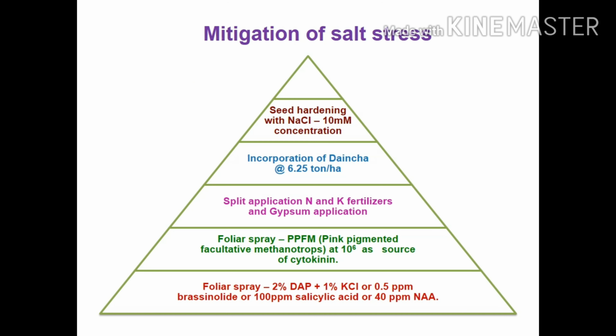The salt stresses can be mitigated by seed hardening with sodium chloride 10 molar concentration or incorporation of dhaincha at the rate of 6.25 ton per hectare, split application of N and K fertilizers along with gypsum, foliar spray of pink pigmented facultative methylotrophs at 10 to the power of 6 as a source of cytokinin, foliar spray of 2% diammonium phosphate plus 1% KCl or 0.5 ppm brassinolide or 100 ppm salicylic acid or 40 ppm.